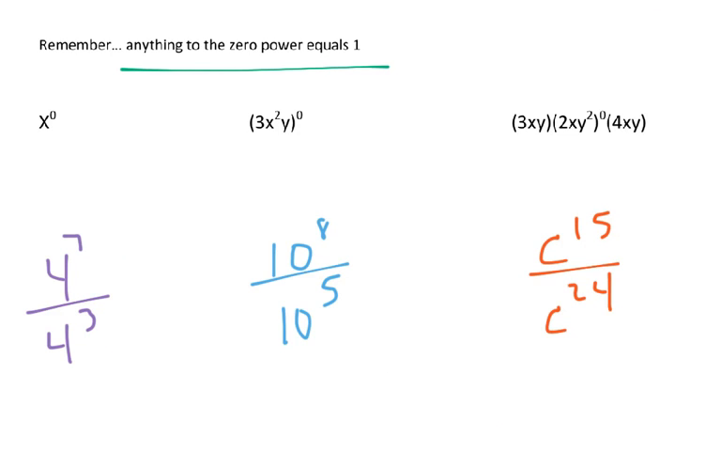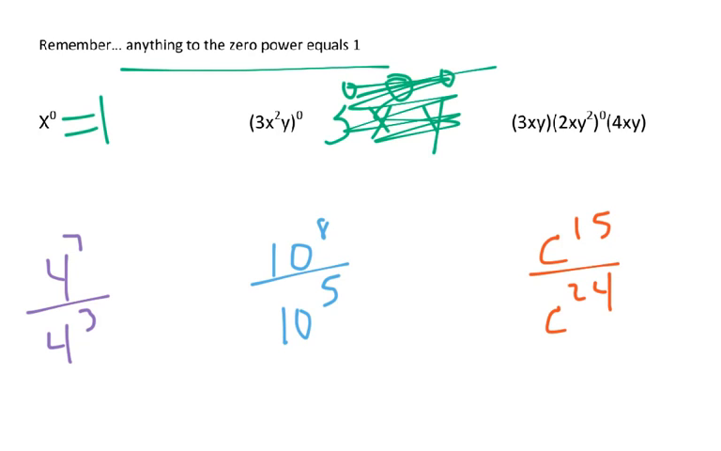Remember, anything to the 0 power equals 1. So if you have x to the 0, it's going to simply equal 1. If you have 3x squared y all to the 0 power, that's like saying 3 to the 0, x to the 2 times 0 is 0, y to the 1 times 0 is 0. All of those are to the 0. Anything to the 0 power is 1. You've wasted energy doing that. That goes away and it's 1.